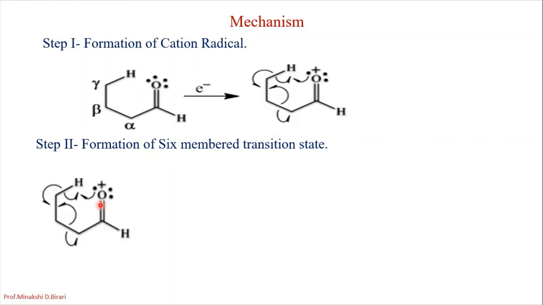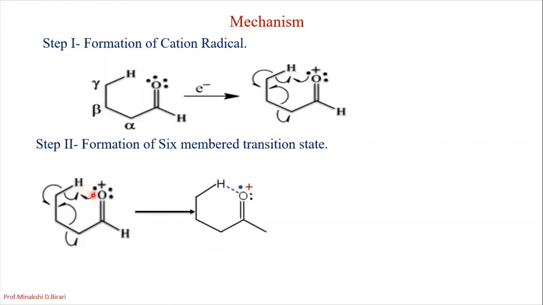As we know, to undergo McLafferty rearrangement, it should have pi electrons, it should have a heteroatom, and also it should have a gamma hydrogen. Only those molecules can undergo McLafferty rearrangement. So the second important step involved in the McLafferty rearrangement is the formation of a six-membered transition state.